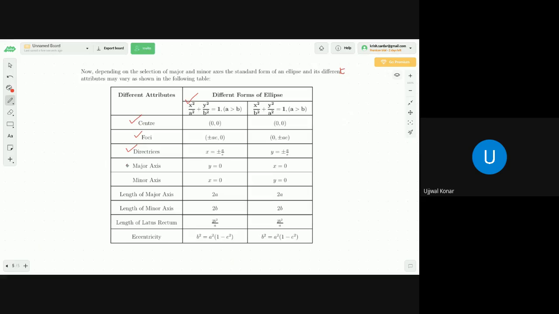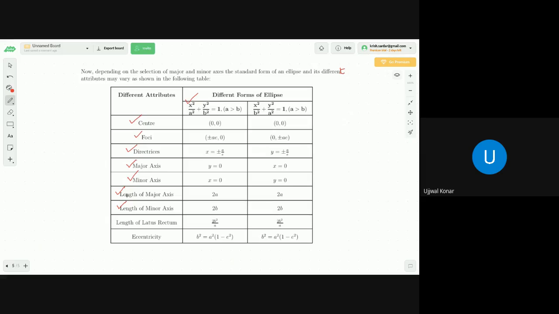Equation of the major axis for the first form is y equal to 0, and the second form is x equal to 0. Equation of the minor axis for the first form is x equal to 0, and the second form is y equal to 0. Length of major axis for the first form is 2a, and the second form is also 2a. Length of the minor axis for the first form is 2b, and the second form is also 2b.